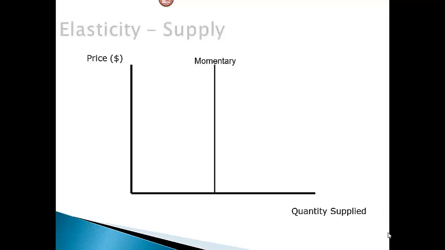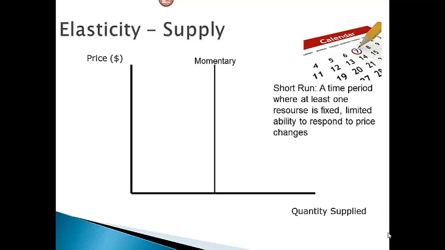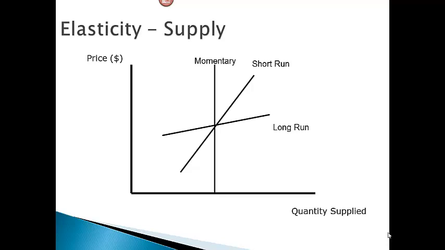However, in the short run, which is a time period where at least one of the resources is fixed, you can respond to price changes. So in the case of Christchurch, that may in fact have been that you could have increased the supply of one of the resources, being labour, by getting people coming into the city relatively quickly. But in the long run, all resources become variable and the supply becomes far more elastic.